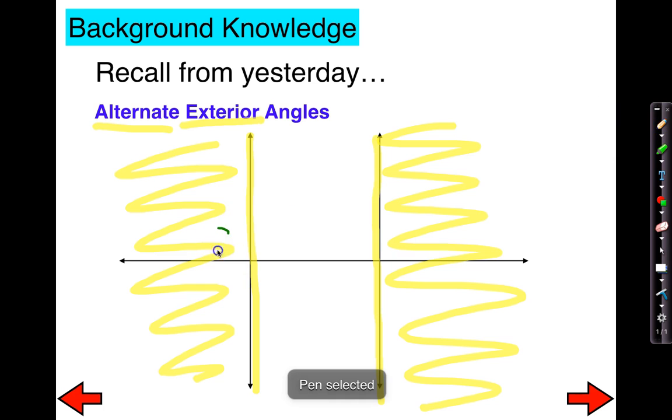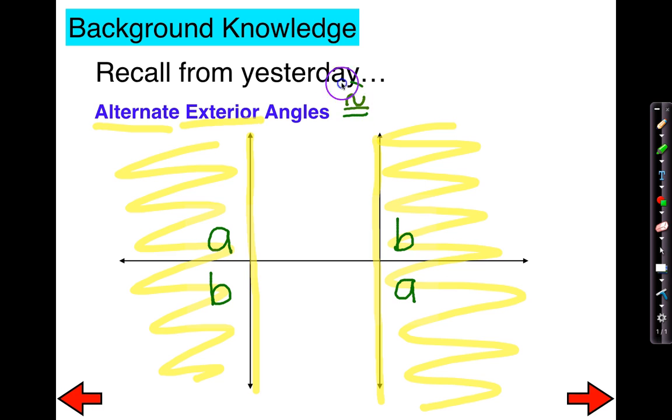If I put A as the top left, I'm going to have to put A at the bottom right. Here, B is top right, so B would be bottom left. So what do we know about alternate exterior angles? Well, once again, when the lines are parallel, we know that they are congruent.